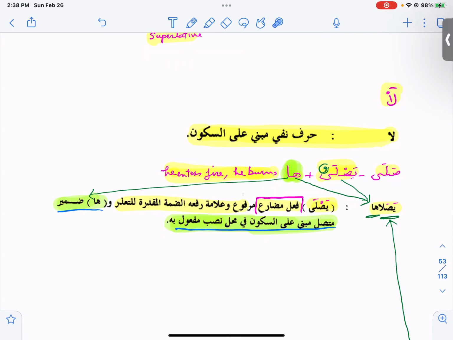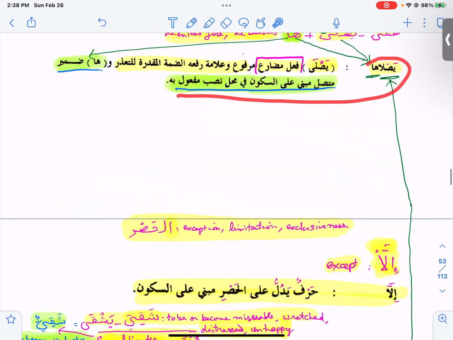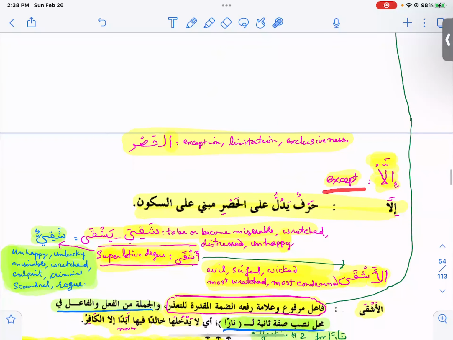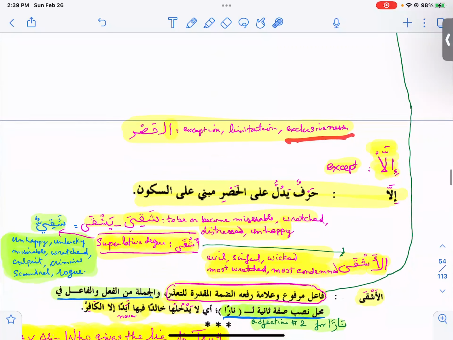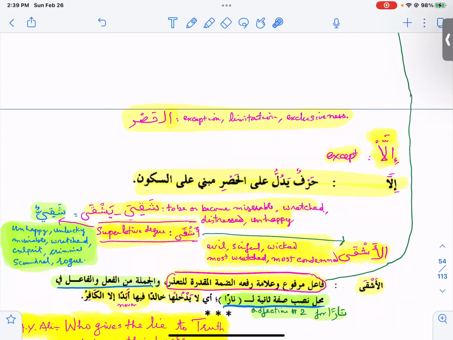Yasla. Fi'lun mudari'un. Marfun wa lamatu rafi dammatil mukaddara. Yes, that is your dammatil mukaddara. Ha, damirun muttasilun mabnun ala sukun fi mahali nasbin mafulun bihi. Illa. Except. Illa, harfun yadullu ala hasri. Hasri means except, mabnun ala sukun. Hasar means exception, limitation, exclusiveness. Only that. Illa ashka. He will enter the fire.